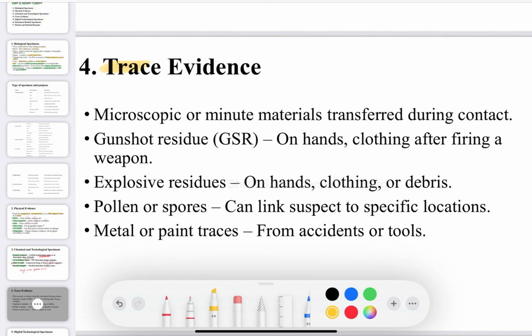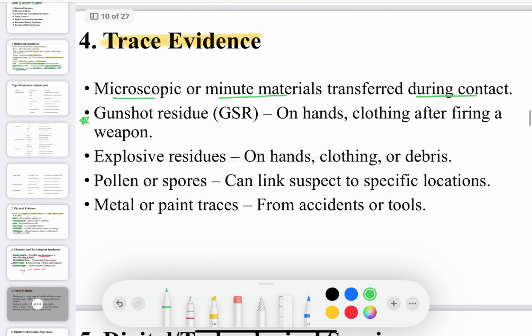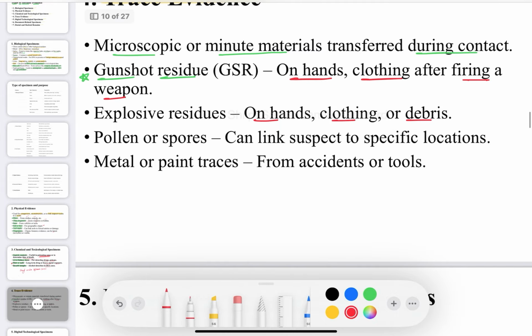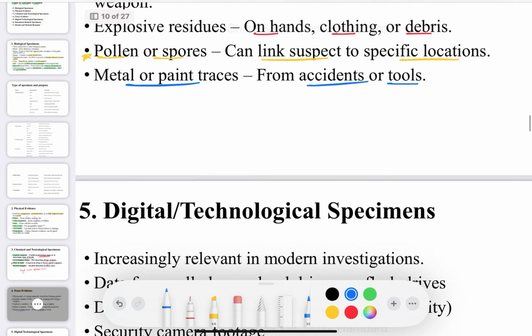Now comes trace evidence. Trace evidence are microscopic or minute materials transferred during contact. It can be gunshot residue, GSR, on hands or clothing after firing a weapon. Explosive residue can be found on hands, clothing, and debris. Pollen or spores can link a suspect to a specific location. Metal or paint traces from accidents or tools.